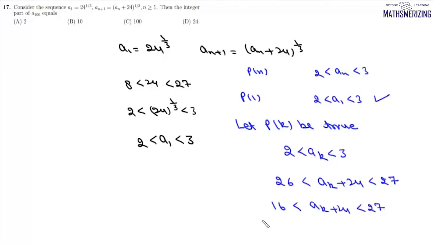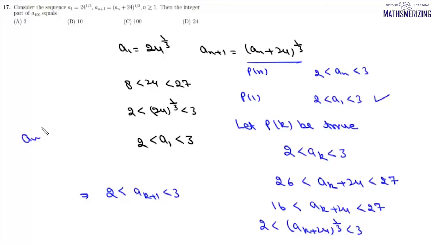Now we take the cube root, we can write 2 is less than (a_k + 24)^(1/3) and will be less than 3. Now this is nothing but a_(k+1). So from here we can say a_(k+1) will lie between 2 and 3. So from mathematical induction, we can say that for any n, this a_n will lie between 2 and 3, and then the greatest integer function of any a_n will be simply 2. So the integral part of a_100 will be nothing but 2, and that's your option A.